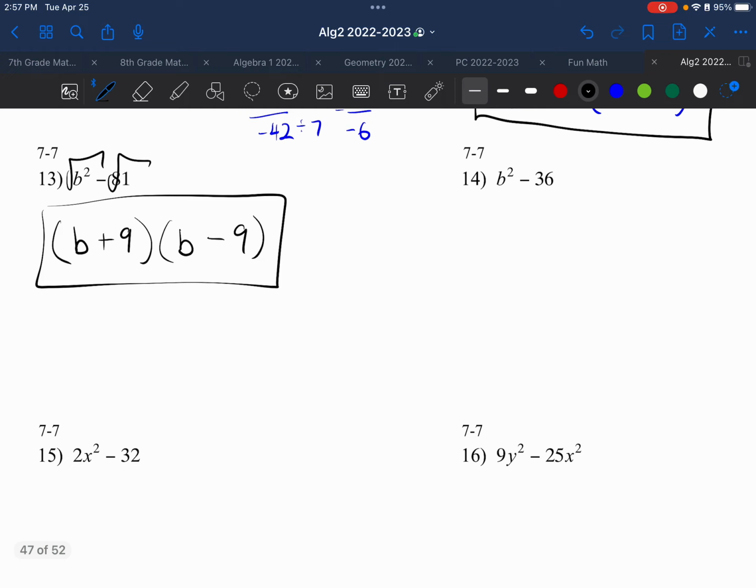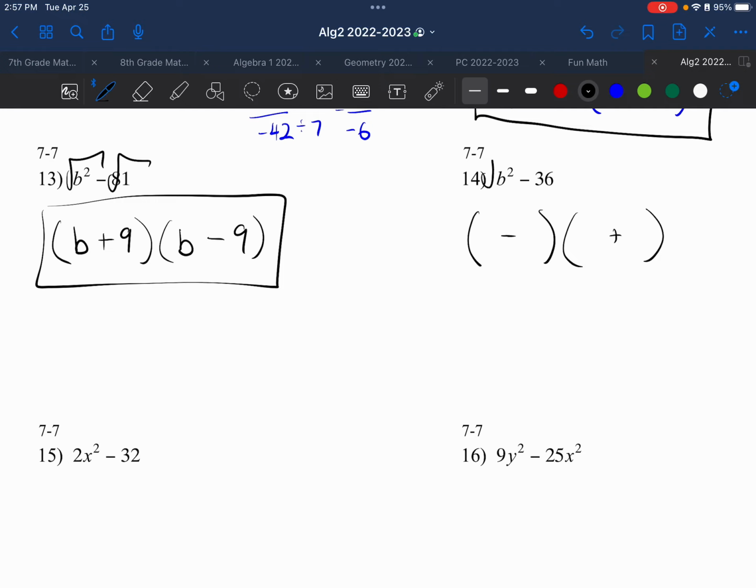13, 14, 15, 16 on the actual test are going to be the exact same way. So again, you're going to have these 2 things being multiplied. One of them is plus, one of them is minus. It doesn't matter the order either. You can say this one's a minus and this one's a plus. The square root of b squared, you get b. The square root of 36 is 6. Make sure your b's and 6's look different. There's our final answer. It is that fast, that easy.